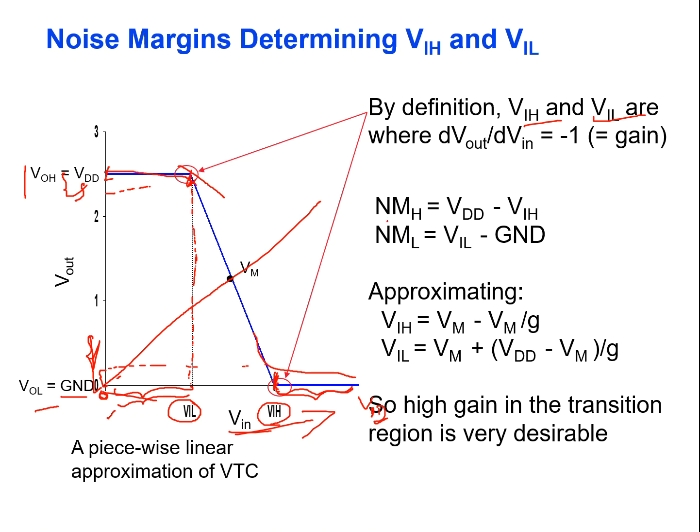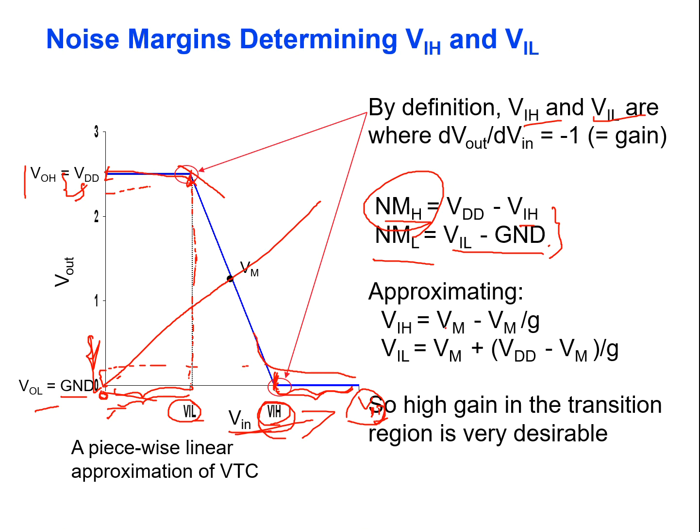Let us see the input high voltage here. Noise margin, the high noise margin, is the maximum value: VDD minus VIH. See, this is VDD, so VDD minus VIH is your high noise margin. And if you define your low noise margin, it is VIL minus ground. That is your low noise margin. So one is high noise margin, another one is low noise margin.